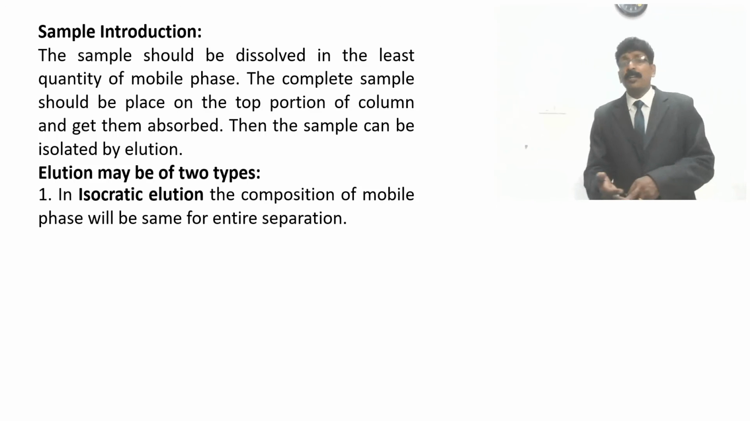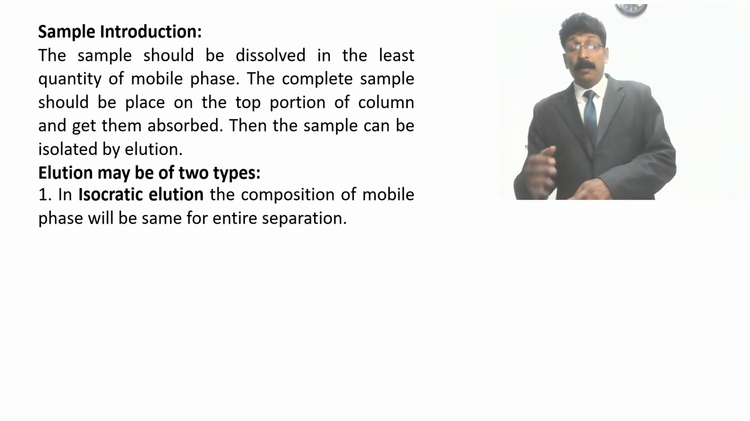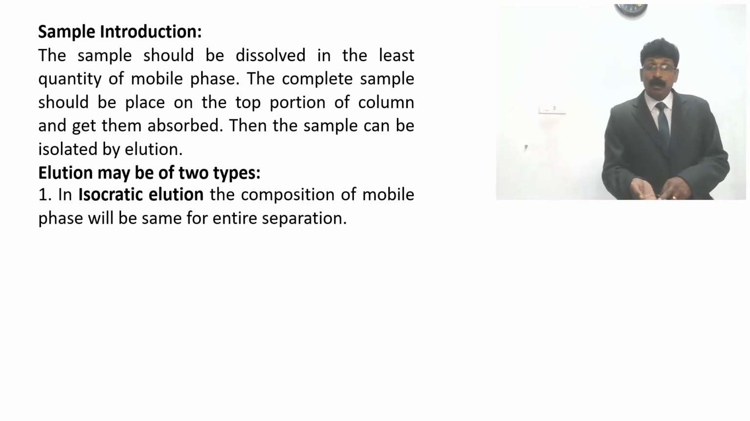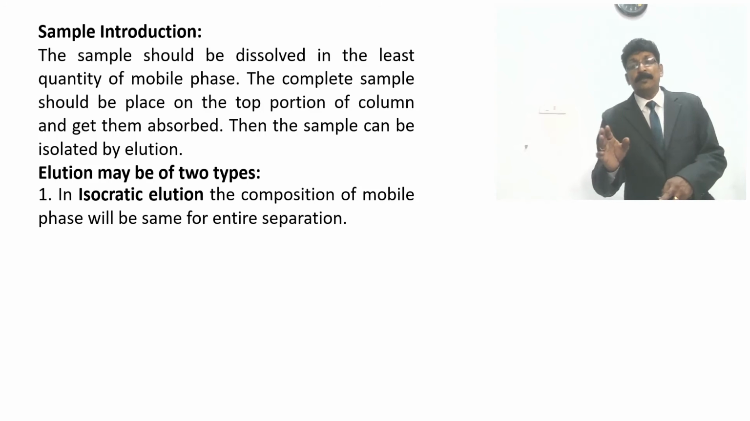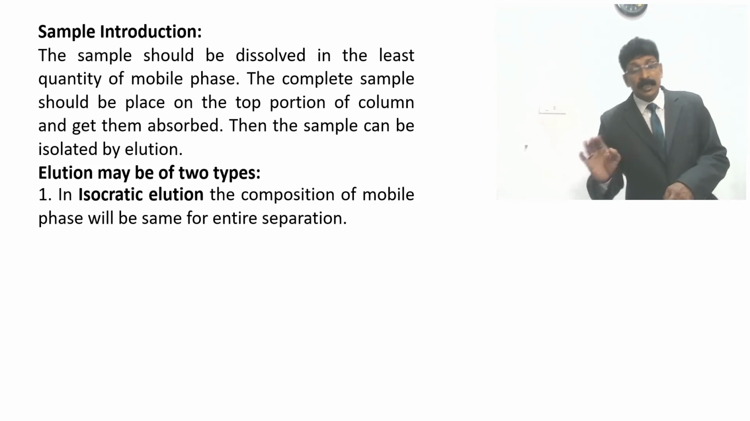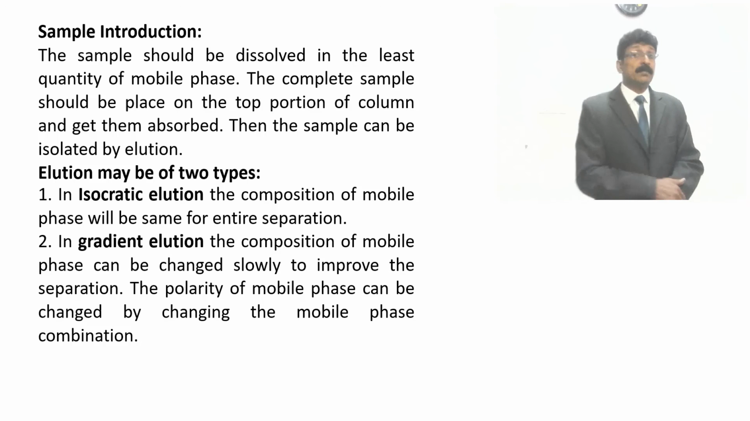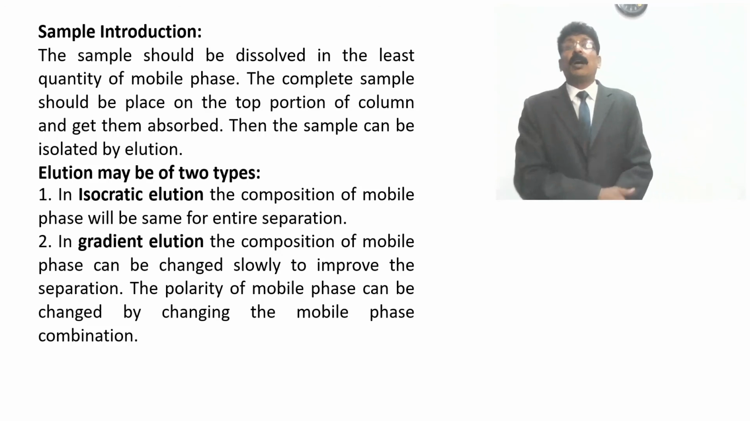Suppose you want to increase the polarity slightly, you can use the gradient method, for example, 10% of chloroform and 90% of benzene. When you add chloroform, the benzene polarity will be slightly increased, and then if it is 80% of benzene and 20% of chloroform, the benzene polarity will be slightly increased by the chloroform. So like that, slowly, the gradient method is also possible for isolating the compound.